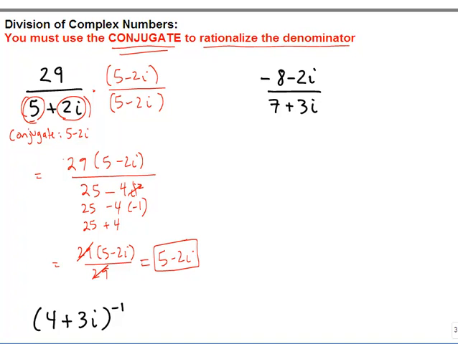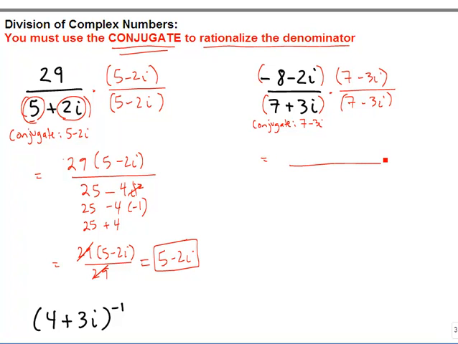Okay, let's try another one. On this next example, again, we're dividing two complex numbers, and the denominator has two terms in it with a plus sign in between. So what we want to do to simplify this is rationalize the denominator, get rid of the i that is in the denominator, and we have to use the conjugate to do that. So in this problem, the conjugate is going to be the exact same expression, but with the opposite sign. So we need a 7 minus 3i. So we're going to multiply by that on the top and also on the bottom. I'm going to wrap everything in parentheses so that I remember to distribute.